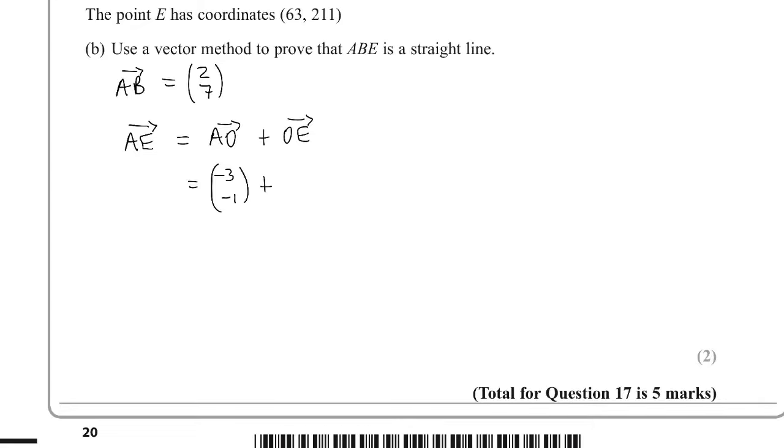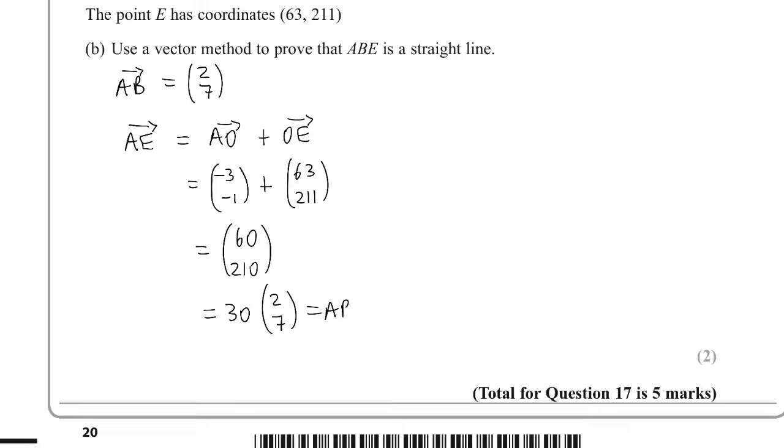And then to go from O to E, it's going to be 63, 2, 1, 1. So this is 60, 210, which I can factor out the 30 and gives me 2, 7. So this is 30 times AB. Now, the fact that the vector AE is a multiple of AB means that we can conclude that the line segment AE and the line segment AB are parallel.